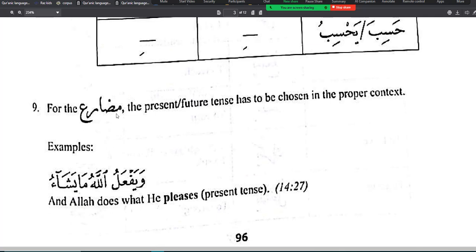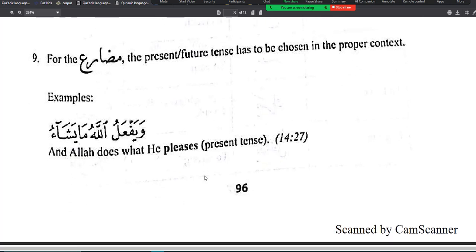For the mudare, the present or future tense has to be chosen in the proper context. For example, we have وَيَفْعَلُ اللَّهُ مَا يَشَاءُ, and Allah does what He pleases. So what is used here, present or future? In this ayah? Present. Right? Which is the doer? Which is the outside doer in this ayah? Allah. Right? Because yaf'alu, you don't say they did, but you say Allah does, right? And yaf'alu is present, and so you say Allah does.